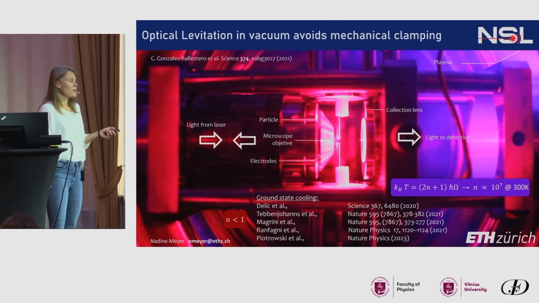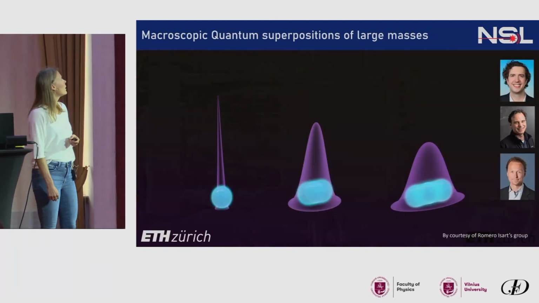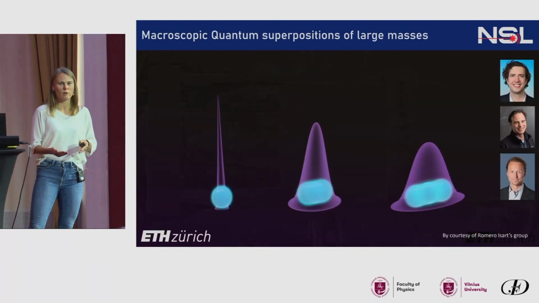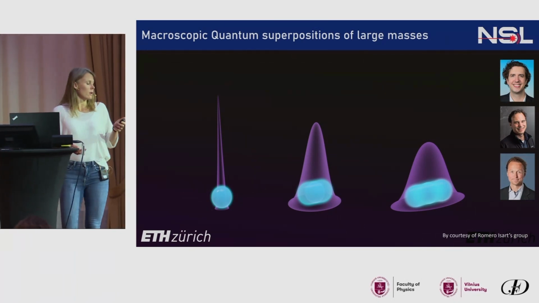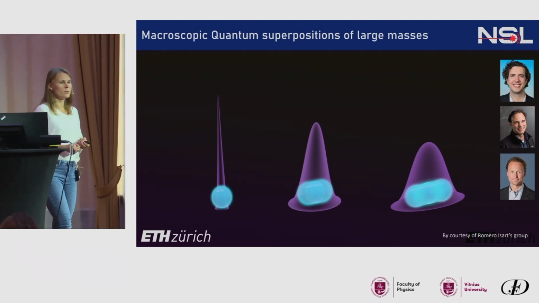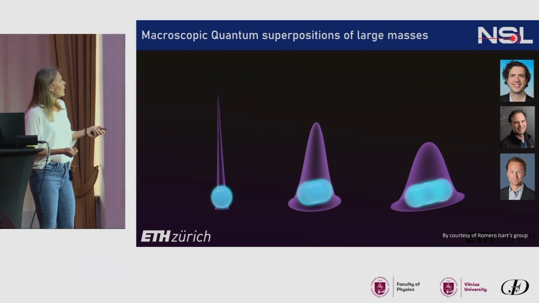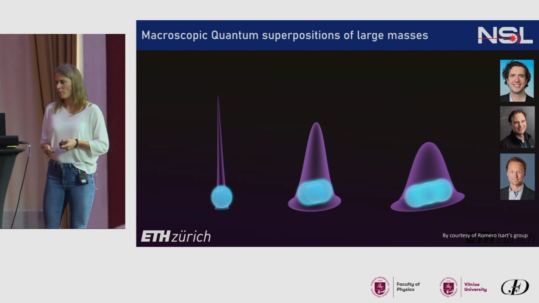So now that we are in the ground state and knocking at the door of quantum mechanics, we would like to create a macroscopic quantum superposition of large masses. And this is a collaboration between the group of Oriol Romero-Isart at ICFO, previously at Innsbruck, and Markus Aspelmeyer in Vienna and Lukas Novotny at ETH Zurich.